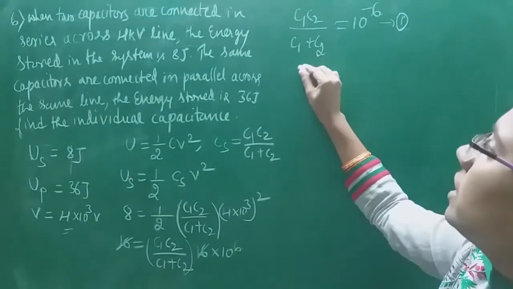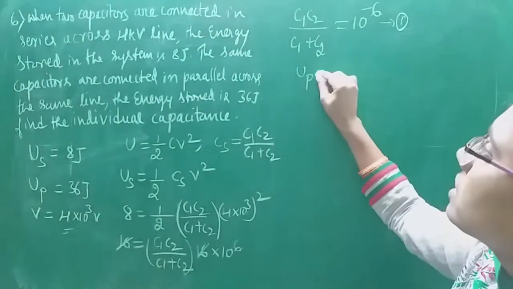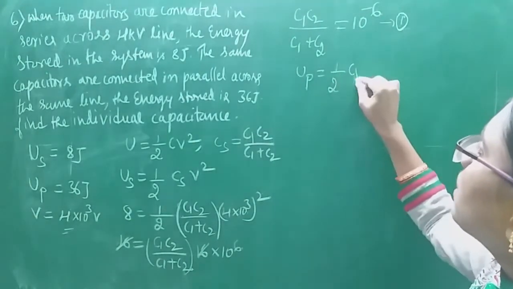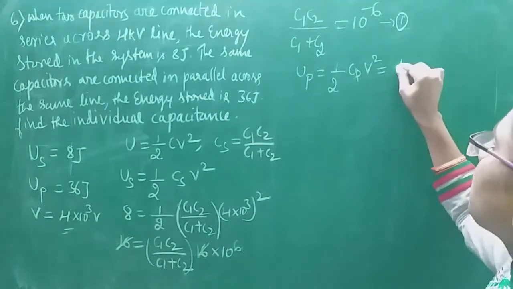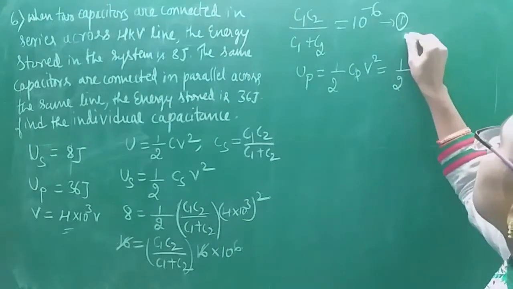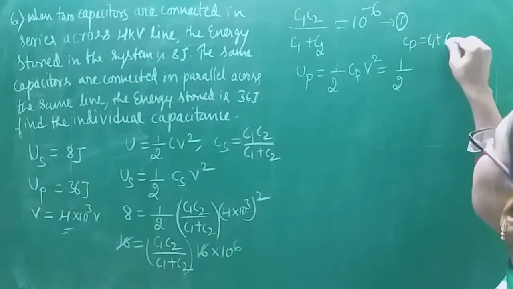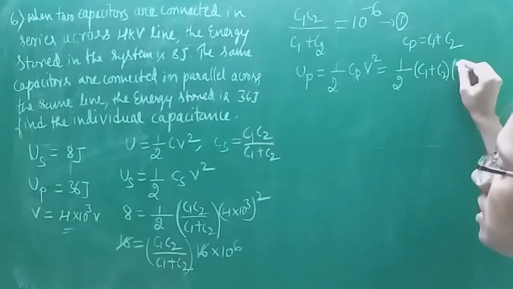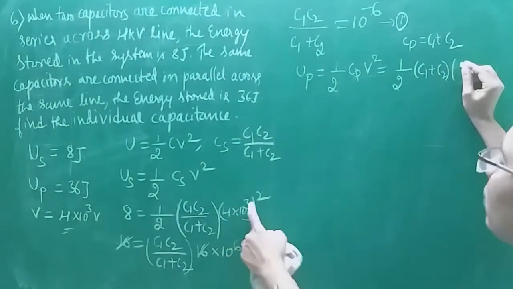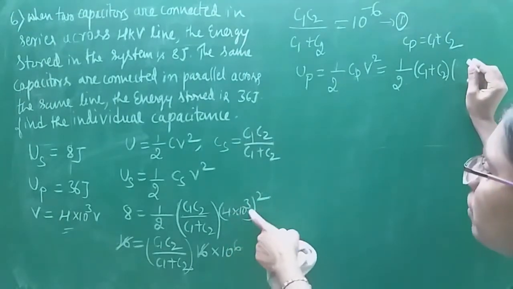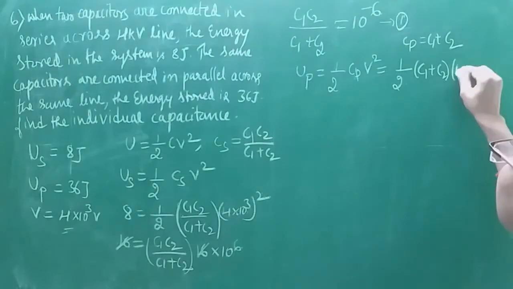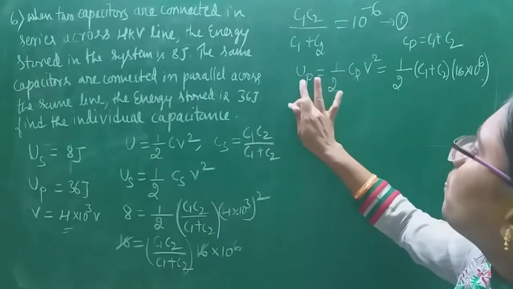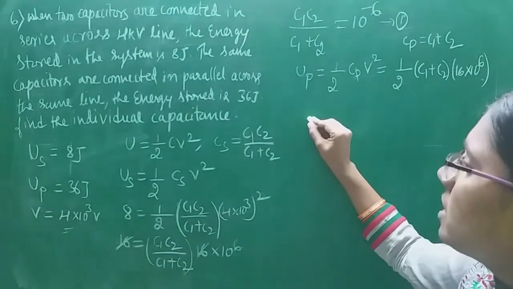In a similar way, the energy stored across the parallel combination is nothing but UP is equal to half CP V square. CP means C1 plus C2. Therefore, we write C1 plus C2 into V square, so it is nothing but 4 into 10 power 3 whole square, which is 16 into 10 to the power of 6. Okay, so here UP is nothing but 36 joule.